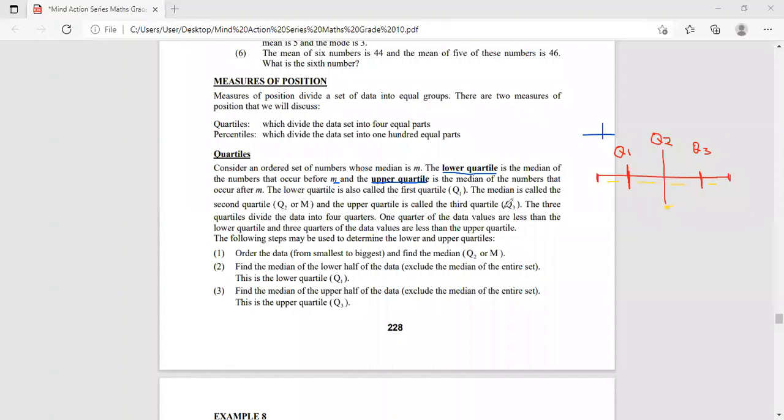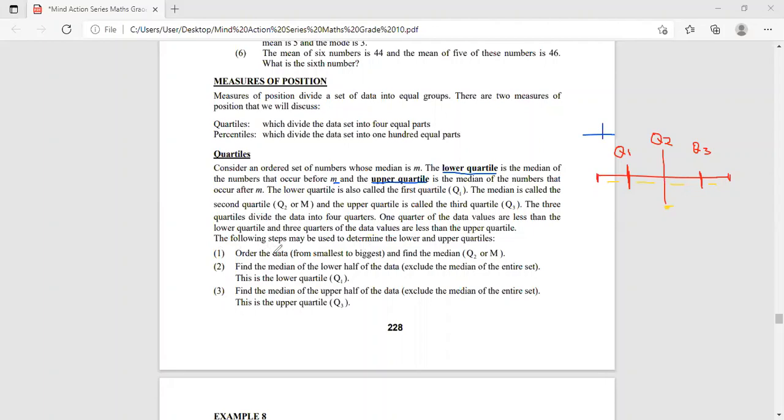The upper quartile is called Q3, like illustrated here. The 3 quartiles divide the data into 4 quarters. One quarter of the data values are less than the lower quartile, and 3 quarters of... this is not that important. So we'll look at the steps.